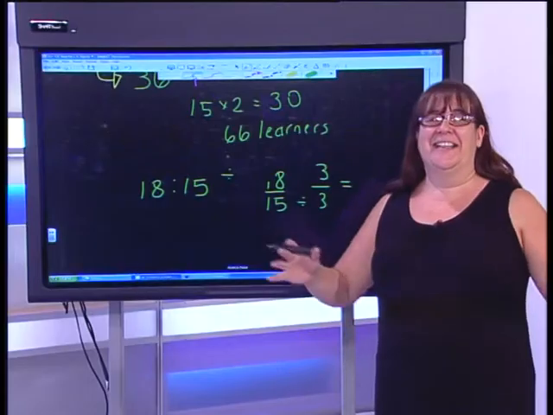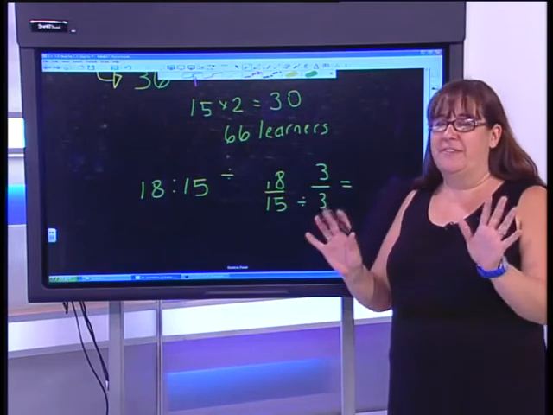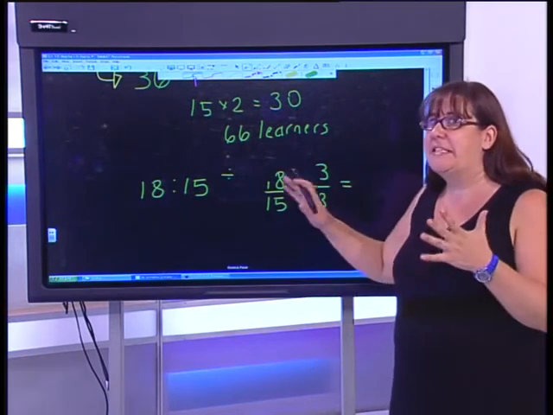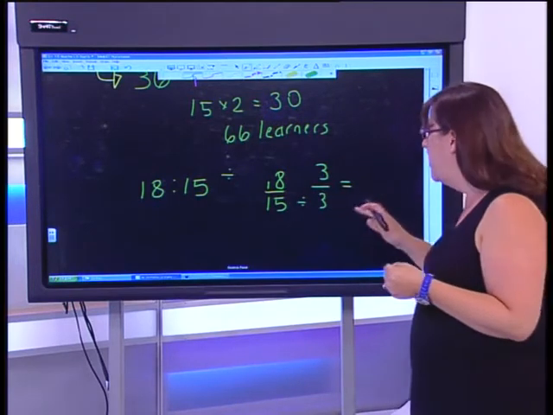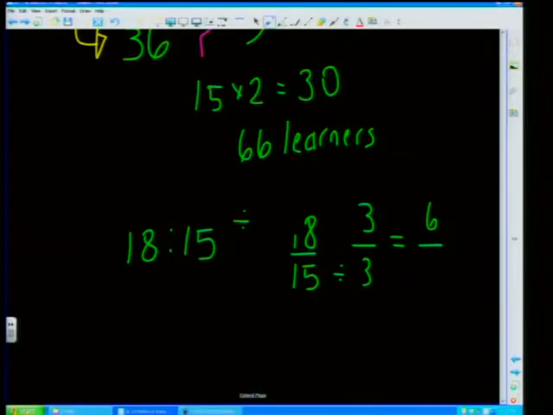Hey, welcome back. I hope that we've got rid of the glitches on this board today, but you'll have to forgive me. I think it's probably the heat. Okay, so what we were doing, we were trying to get the simplest form of this ratio or this fraction. So we decided we'd divide by 3. 18 divided by 3 is 6, and 15 divided by 3 is 5.